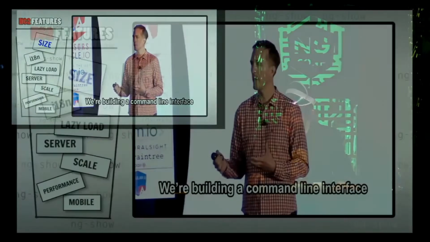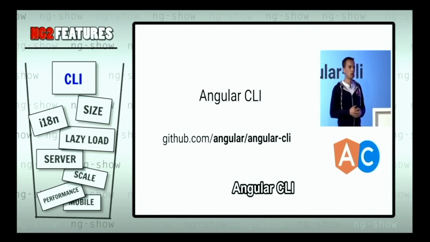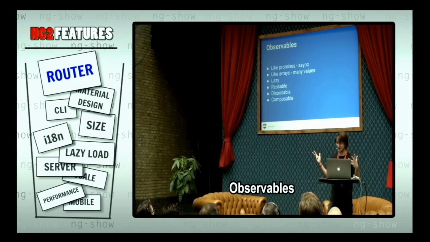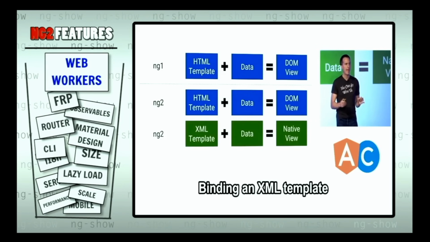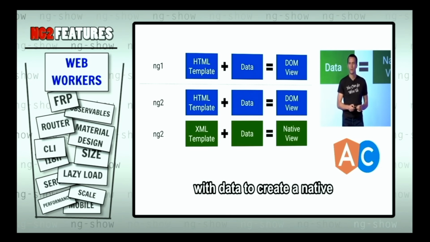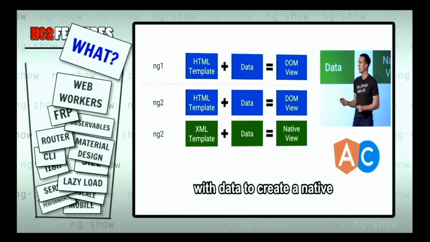We're building a command line interface. Angular CLI. Material design with component routing. Observables. You can do functional reactive programming. Could we move the framework itself into the web worker? Combining an XML template with data to create a native UI component view.